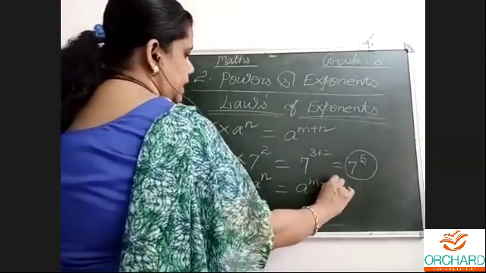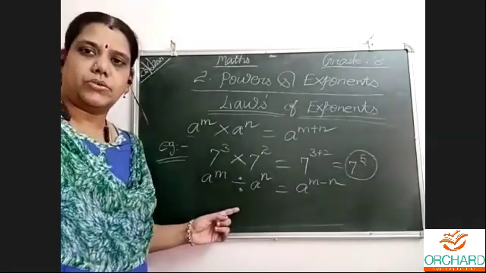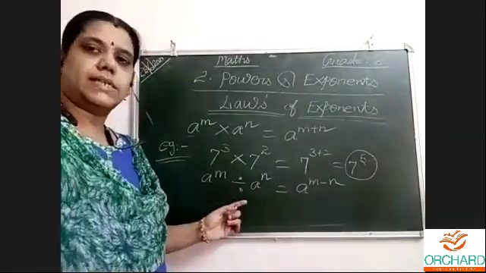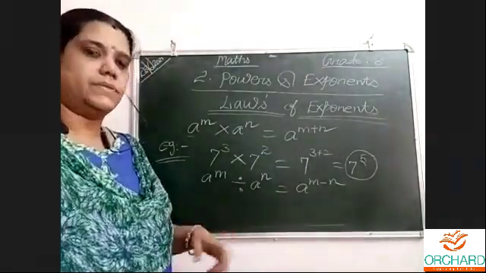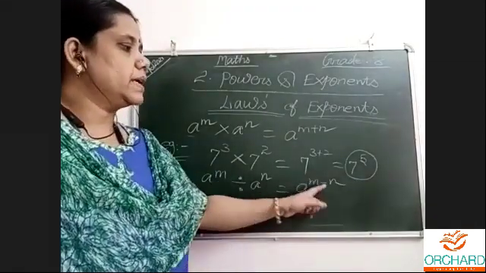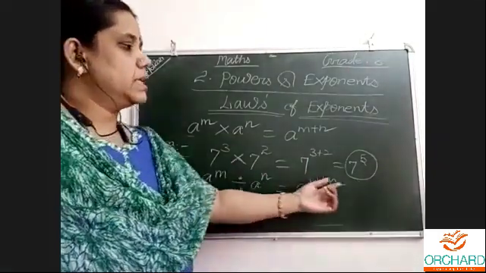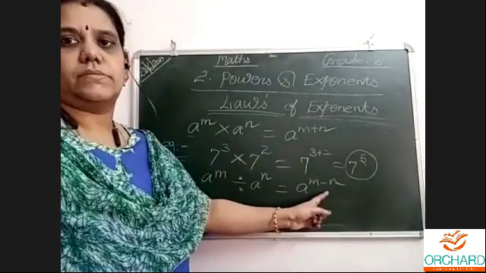A power m minus n. These are all things we studied last year. I remember, you remember. Still, we will see a set of examples, then we will enter. A power m divided by a power n is equal to a power m minus n. The division symbol is there, so the powers need to be subtracted.